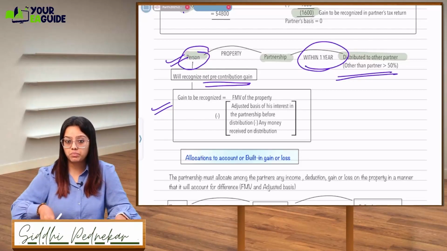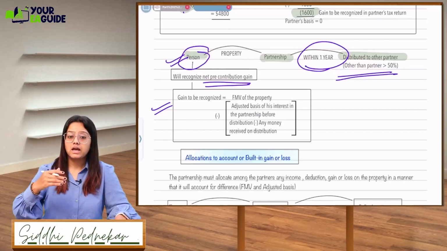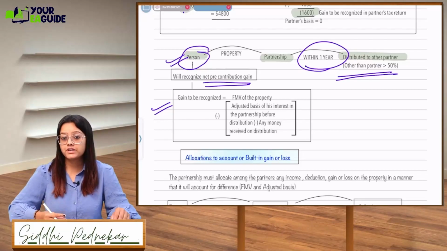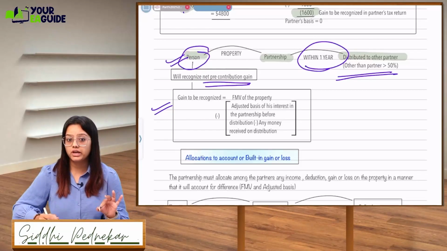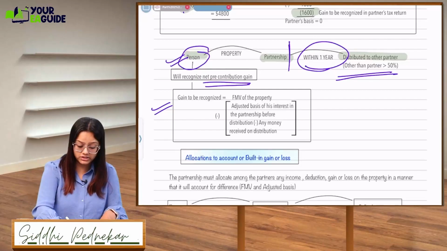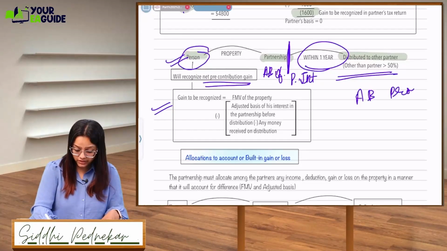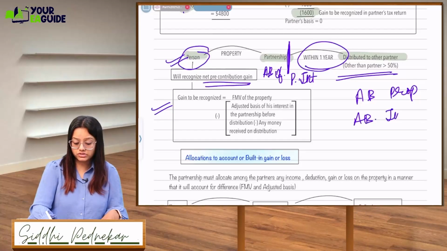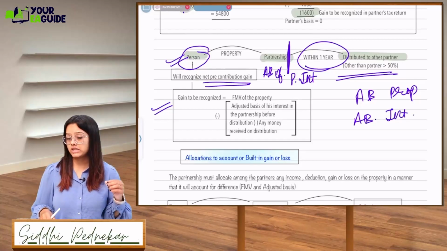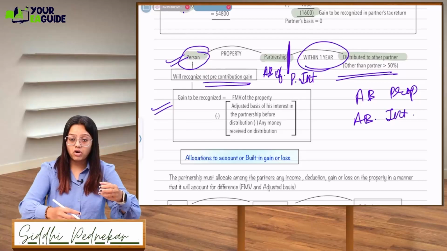What is the FMV of the property? Minus adjusted basis of his interest. I'm talking about interest. Okay, adjusted. So at this point, what is his adjusted basis of partnership interest? See, right now you might have confused. Adjusted basis of property is different, adjusted basis of interest is different. Okay, so what is his interest in the partnership firm on the date of this sale?